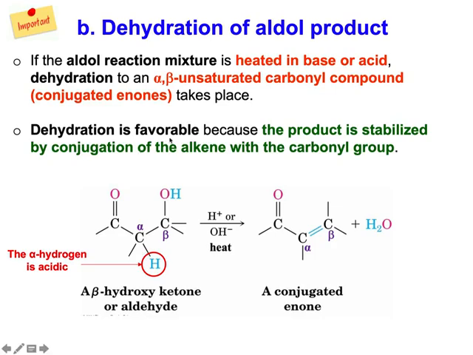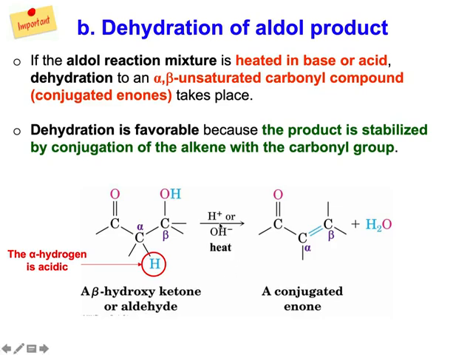Dehydration is favorable because the product is stabilized by conjugation of the alkene with the carbonyl group. So we want to stabilize this pi bond, the alkene, with the carbonyl group. Here is the alpha carbon, next to the C double bond O. Next to the alpha carbon is the beta carbon, which contains the OH functional group. So we call this a beta hydroxyketone or aldehyde because of the OH.